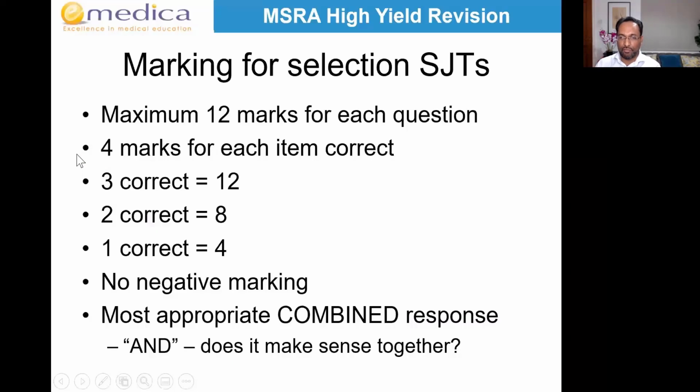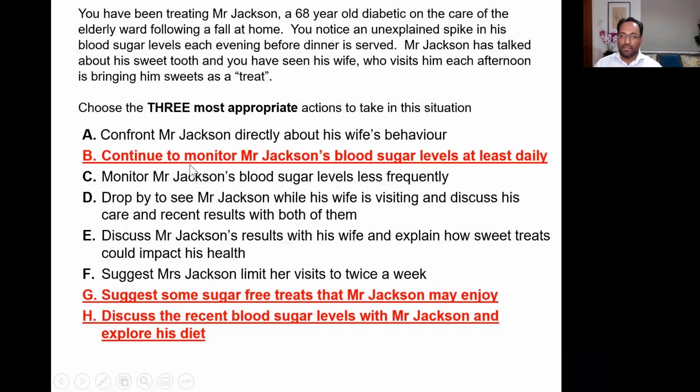So just go over the marking first. Maximum 12 marks, 4 marks for each bit that's right. There's no negative marking. Key thing, remember, it's the most appropriate combined response. Add in the word "and" and ask yourself, does it make sense together? Okay, so look, we'll go back here. Section 1 is not about good or bad. It's better or worse. It's comparative.